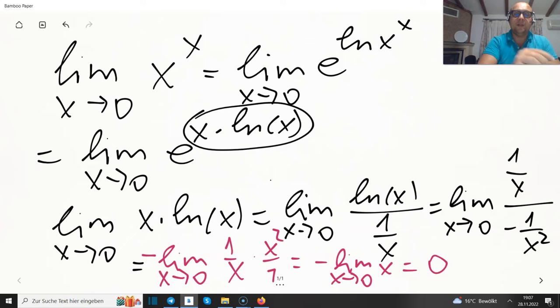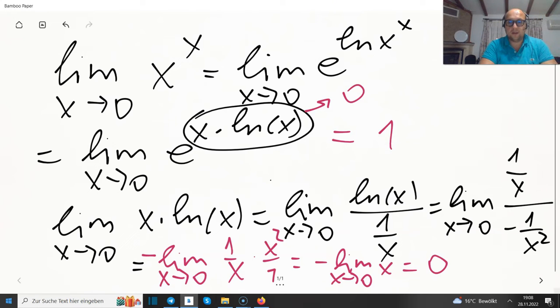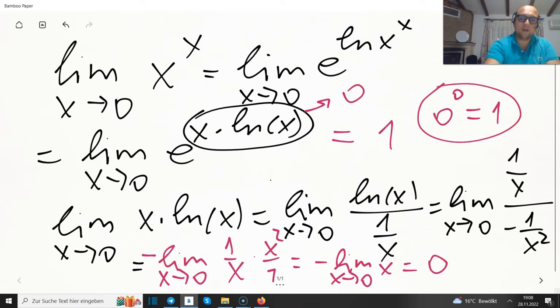What does it mean? Well, that means that this value is approaching 0 and the total value is e to the power of 0, which is perfectly 1. So the limit of x to the power of x is 1. This is really important. I mean, we proved it, and this is telling you that 0 to the power of 0 is also 1. Not obvious.